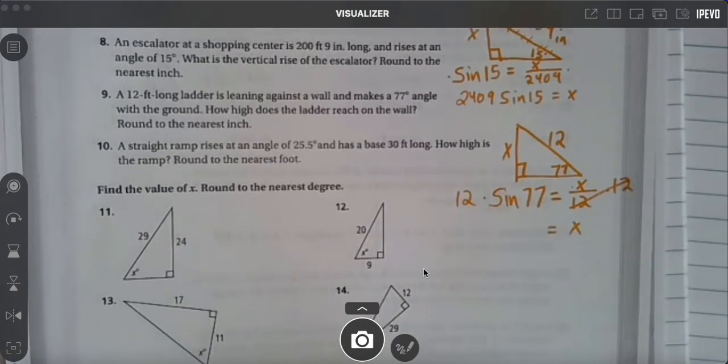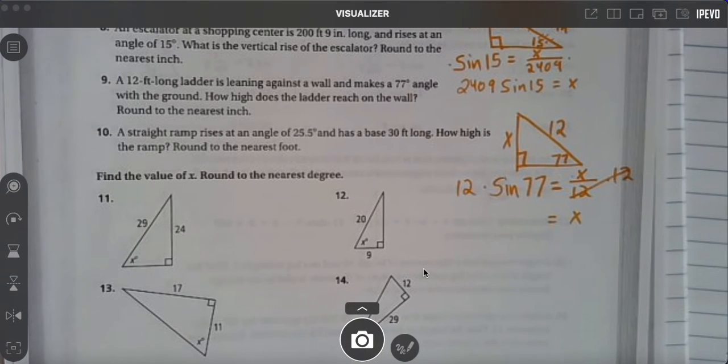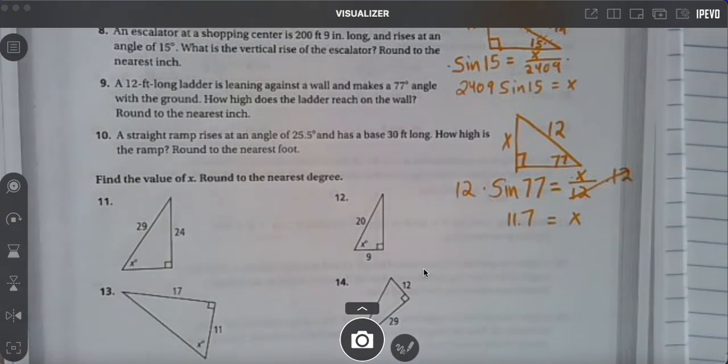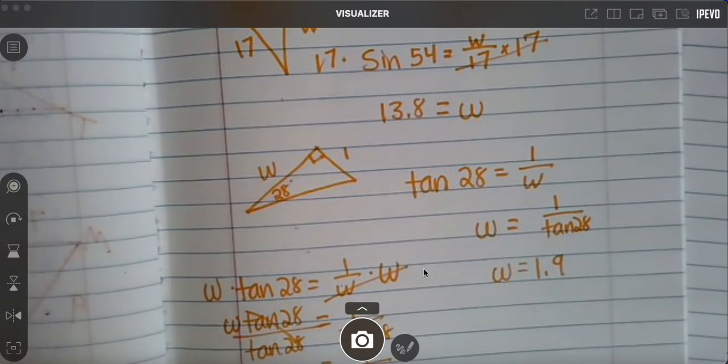So what do we get? 12 times the sine of 77. And we should get 11.7 or something, so it's really close to 12 feet. If you wanted that 11.7 in inches, you would just multiply by 12, and it's like 140. But we'll just say 11.7 feet, or about 140 inches, whichever way you did it. All right, now we're moving on to the next part. This is really our last question in our book, but we might find some more problems on the back to look at.